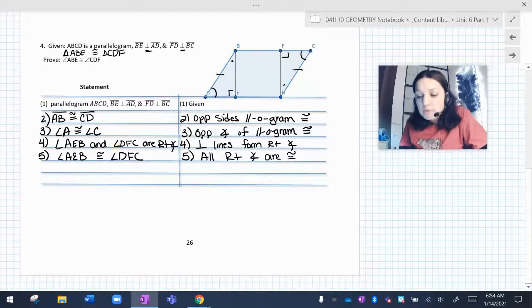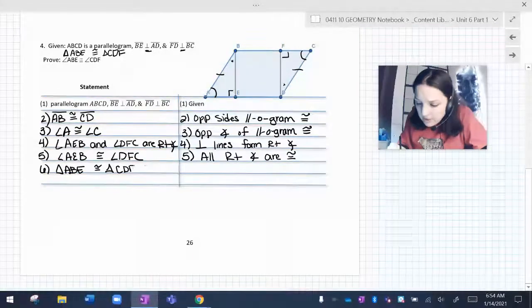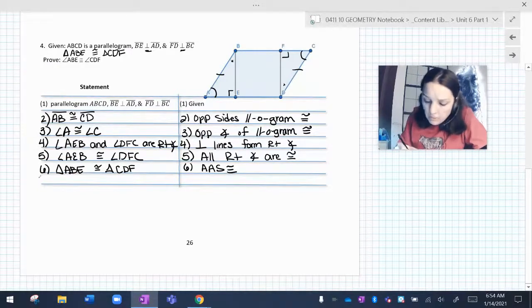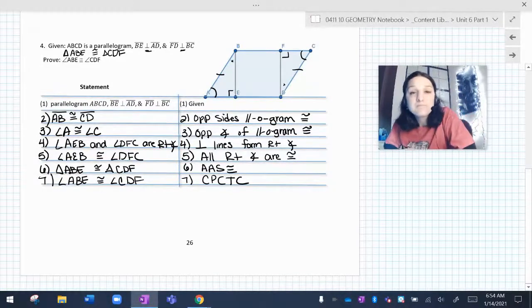And then if I look at those two triangles, yeah, I see angle, angle, side. I see AAS. So I now know that triangle ABE is congruent to triangle CDF by AAS. And once I have AAS, I can use CPCTC. Angle ABE is congruent to angle CDF by CPCTC. Cool, cool.